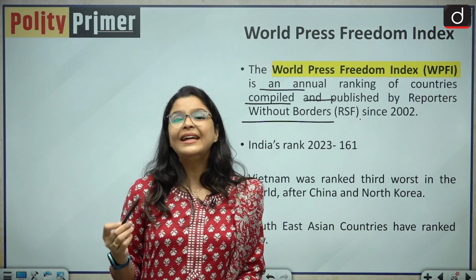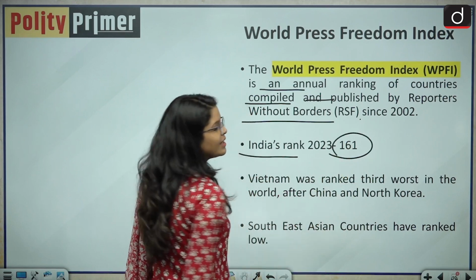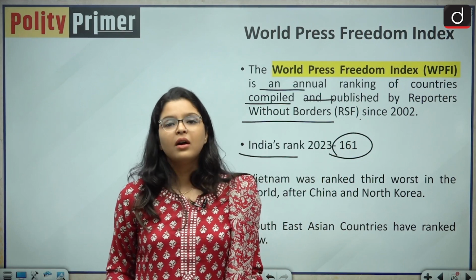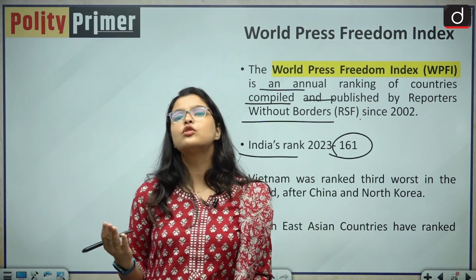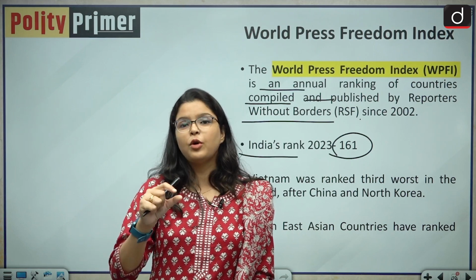If I talk about India's rank in 2023, India's rank was 161. This indicates a very poor performance, that India is lacking in the World Press Freedom Index, that the press is not exactly free in India. We impose a lot of censorship on press.